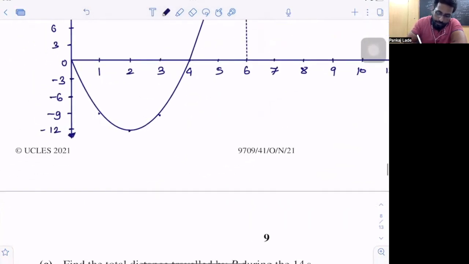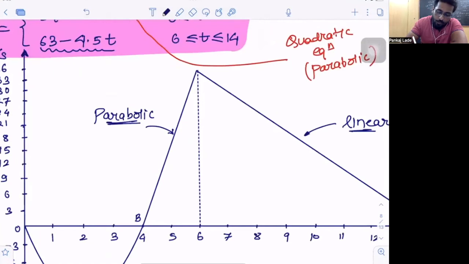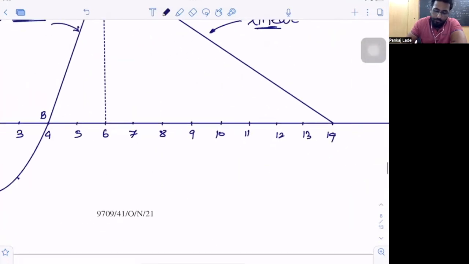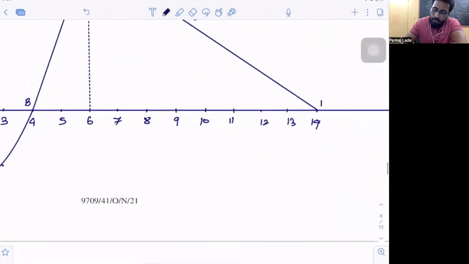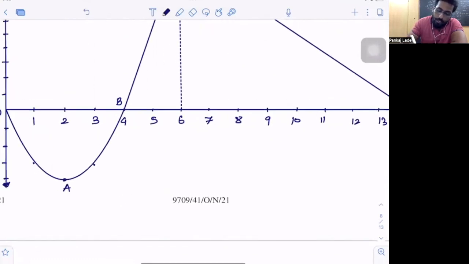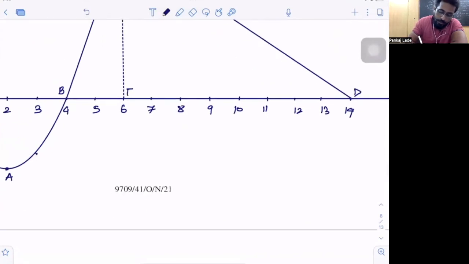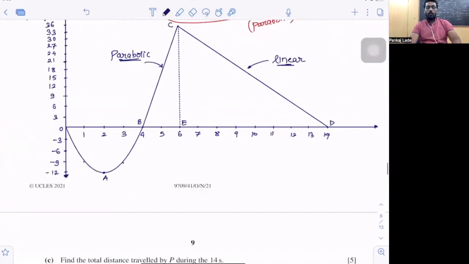This point is A over here. Then you can name this point as B, this highest point as C, and this point as D. If you want, you can name this point also as maybe E. Let's name this point as E. Okay, so that's how the graph is.